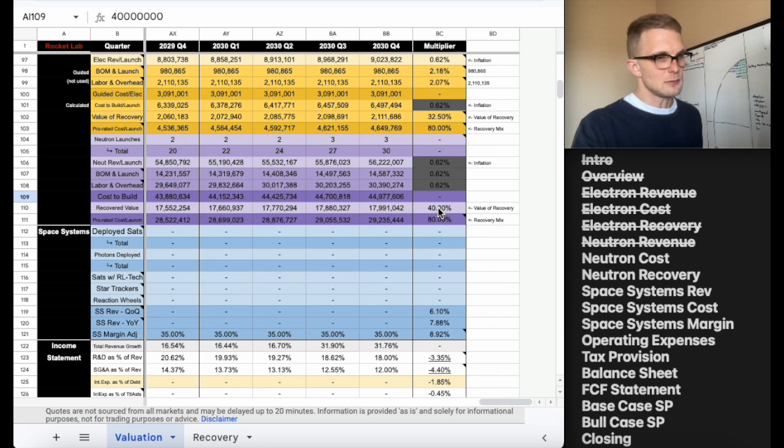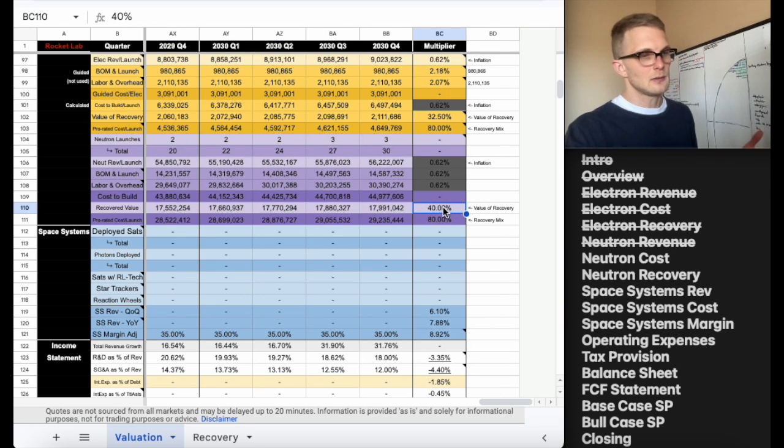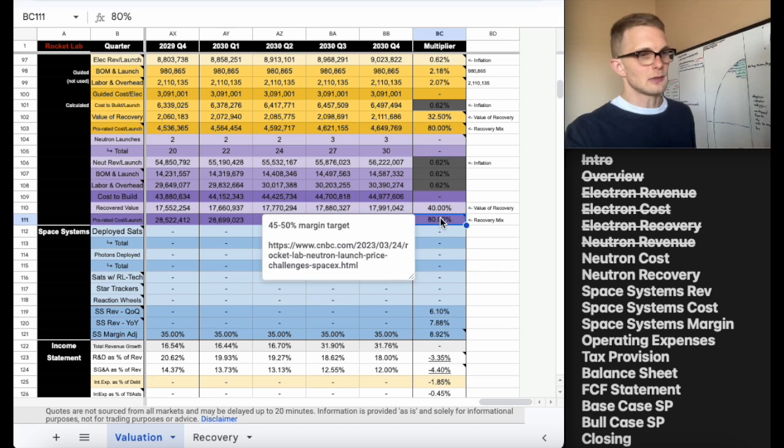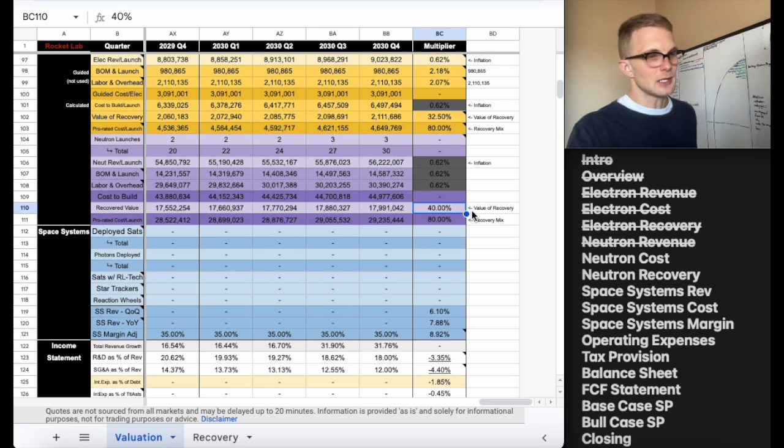Finally, we have those last 2 metrics similar to the Electron. It's the value of expected recovery as well as the recovery mix. In the interest of time, we're just going to assume that 40% of the value of the first stage is recovered and that 80% of the launches are recovered over time, of course.